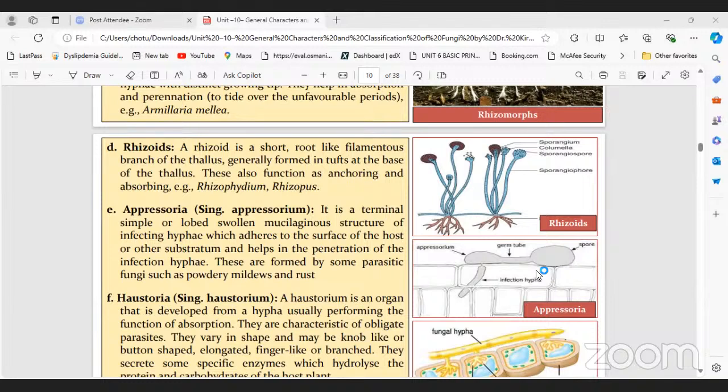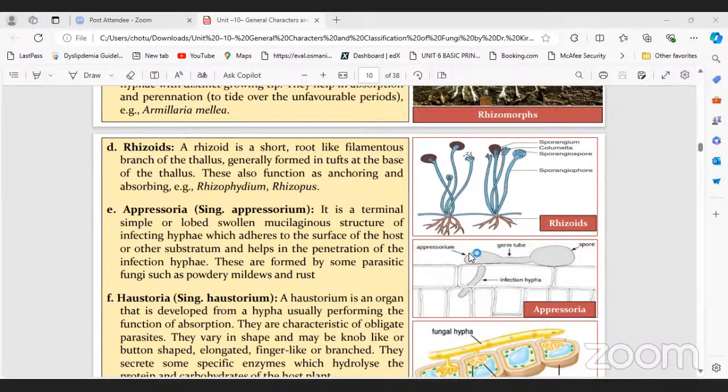Fungi do not prepare their own food material. That's why they depend on other organisms, as parasitic or symbiotic, like this. That's why this is the infected hyphae. This is another pathogen depending on the dermal. This is the appressorium. This part is called the appressorium.